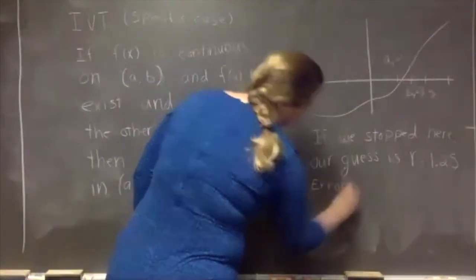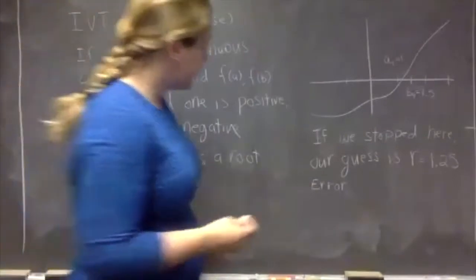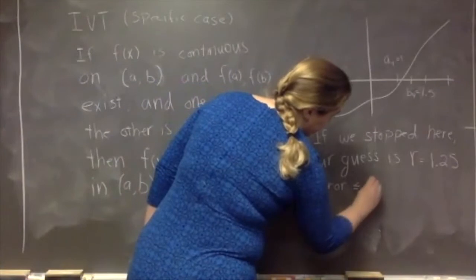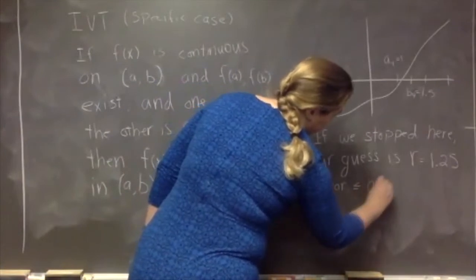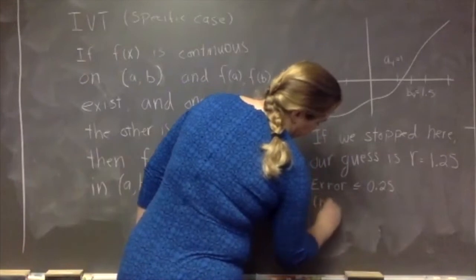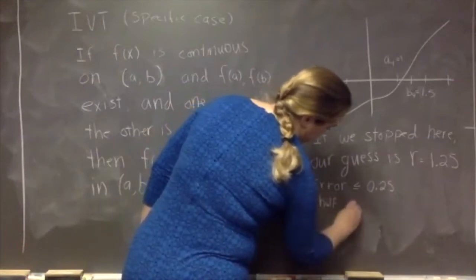and when I say error without specifying, I'm always talking about absolute error. So the error in this case is less than or equal to 0.25. So that's half the length of the interval.